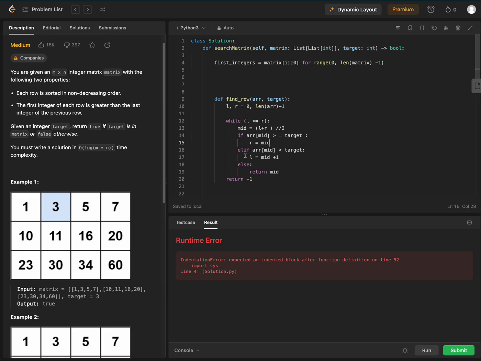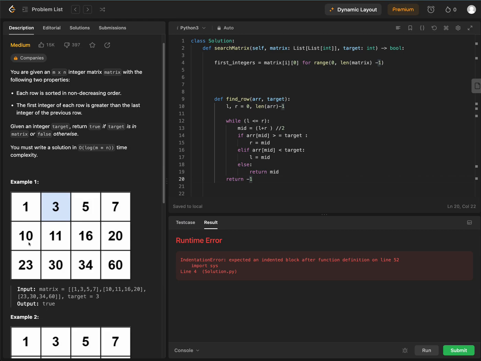And then here we have array of mid smaller than target. We have L equals to mid. And then here we will return mid, else return minus 1. Find row while left smaller than right. Mid is equal to left plus right divided by 2. Yeah, we need to return something here. We need to find something.